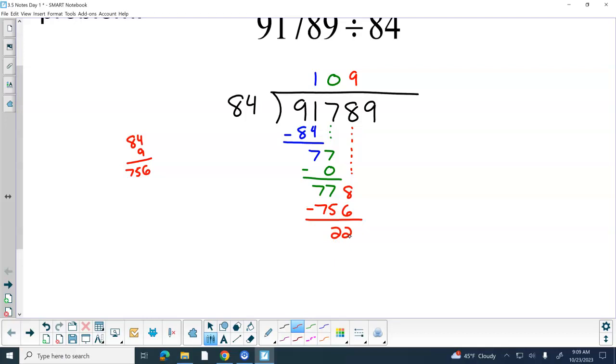Now we drop the 9. How many times does 84 go into 229? 2 times, right? Okay. So twice 84 would be 168. Uh, 61. Okay.